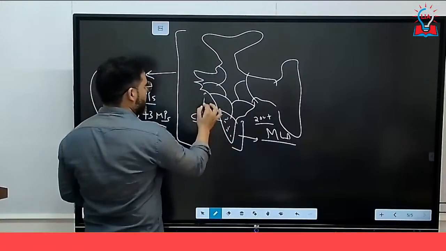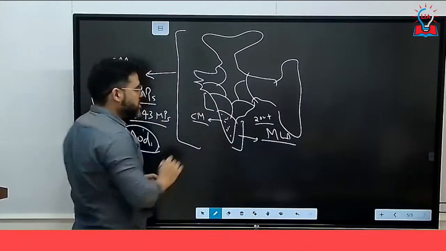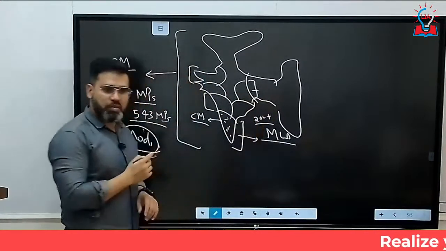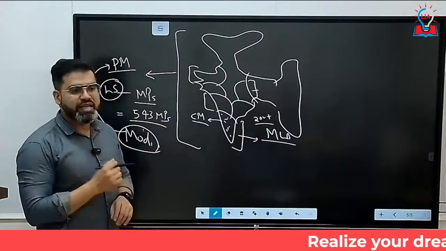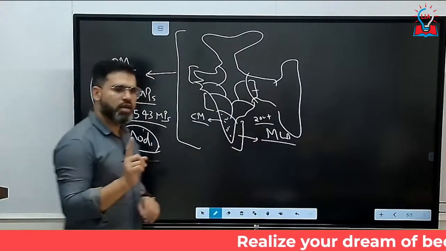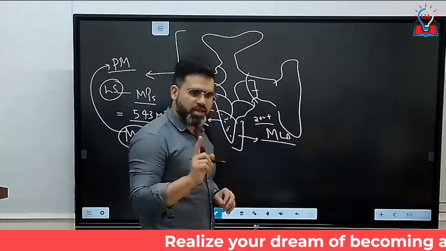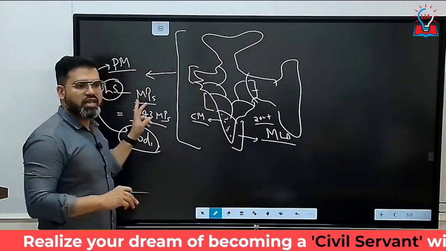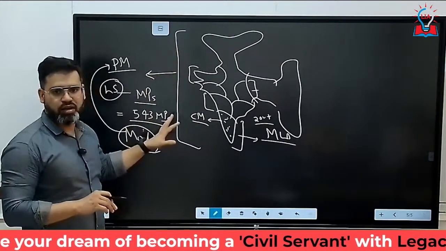Same way we are going to have a CM for this state also, and for this state also. So there are multiple CMs. 28 states are there. How many CMs will be there then? 28 CMs will be there or not? Now think, the PM basically has this empire.